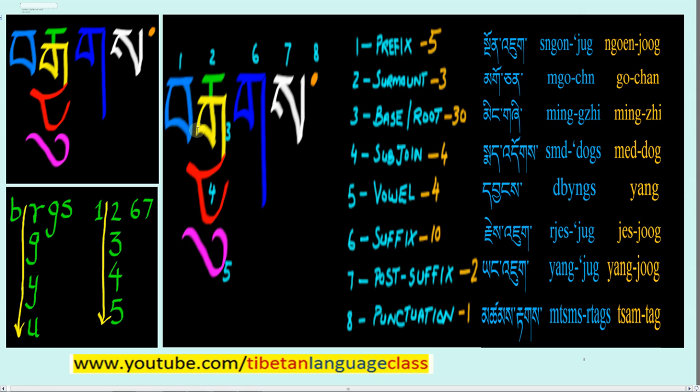The third letter right here is the base letter or the root letter. These are called mingshi. That's how you would spell it, and this is how you would pronounce it, mingshi. Any of the 30 letters could be used as a base letter or the root letter, so we have 30 mingshis. And we have 3 surmount letters and 5 prefixes.